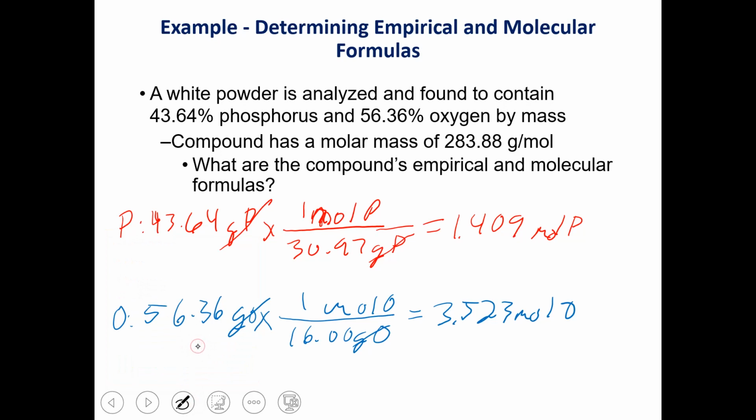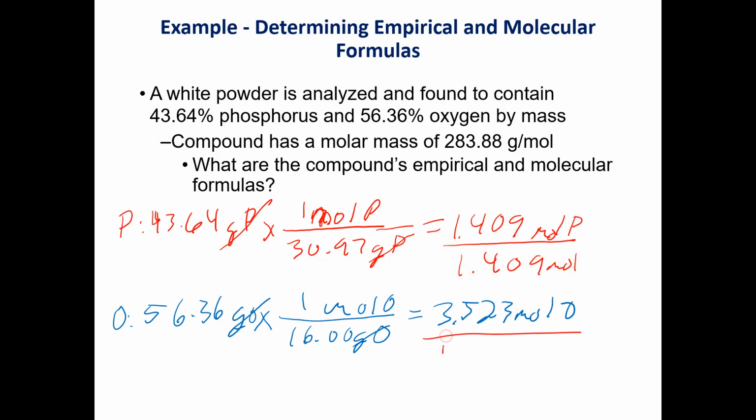So the number of moles of phosphorus is smaller, so we're going to divide this by the number of moles of phosphorus. And since we're dividing by the number of moles of phosphorus, this is going to come out to 1. And when we divide 3.523 by 1.409, we come out with 2.5.